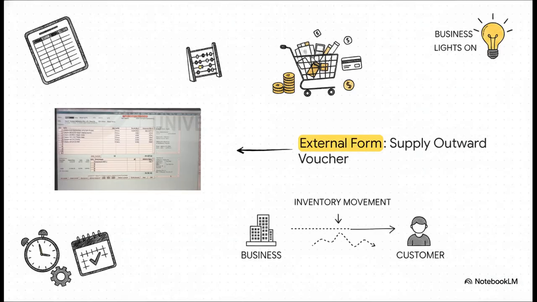Now, contrast that internal document with an external contract form, like a supply outward voucher. This isn't about internal staff chit-chat. This is fundamentally tied to business transactions, inventory movement, and commerce. A template like this tracks customer information, order details, tax summaries, and product specifications. This is the crucial documentation that literally keeps the business's lights on, ensuring revenue is tracked and creditors are managed.